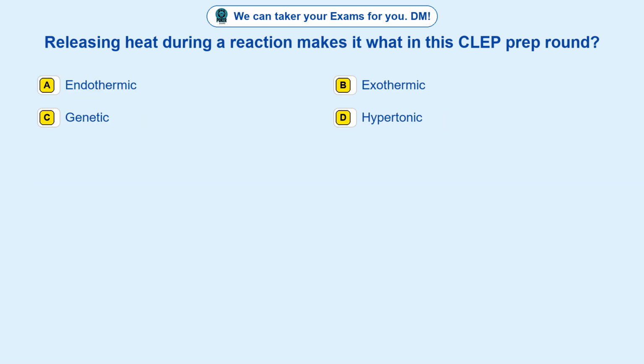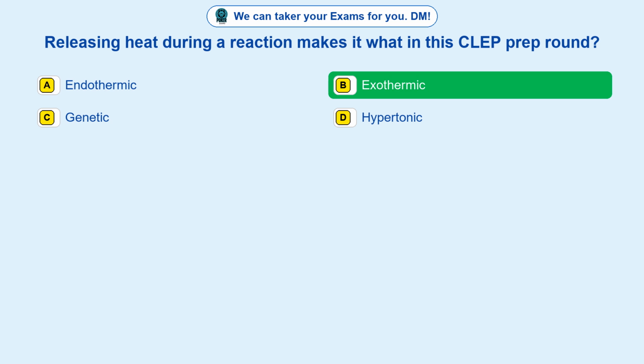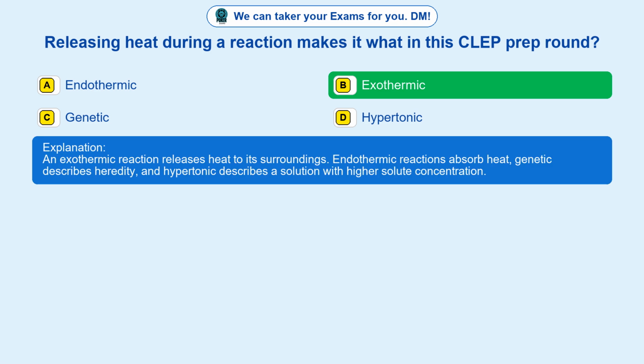Question 46. Releasing heat during a reaction makes it what in the CLEP prep round? Option A endothermic. Option B exothermic. Option C genetic. Option D hypertonic. The correct answer is option B, exothermic. An exothermic reaction releases heat to its surroundings. Endothermic reactions absorb heat, genetic describes heredity, and hypertonic describes a solution with higher solute concentration.